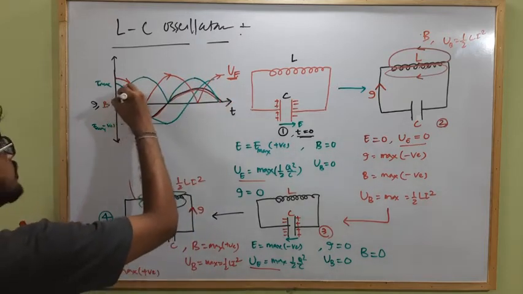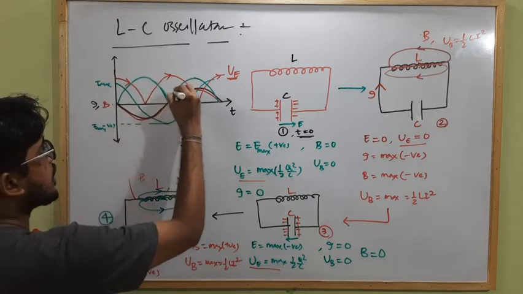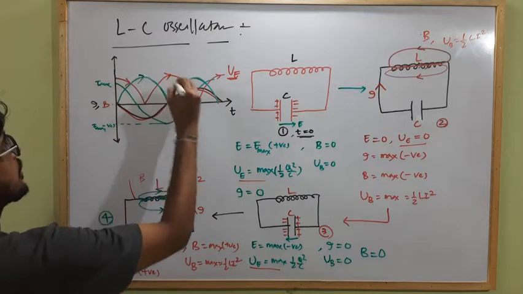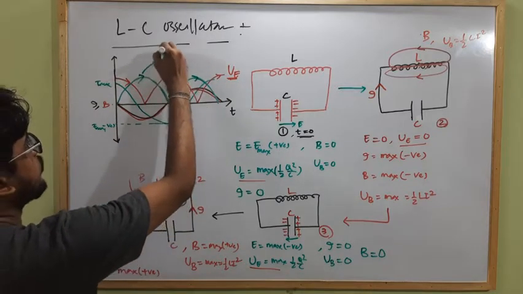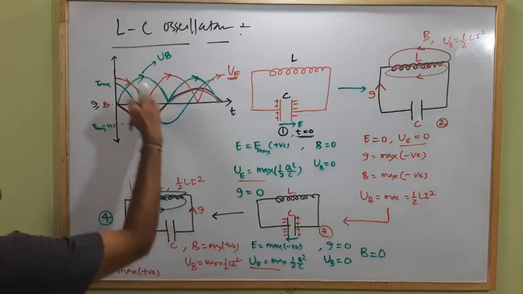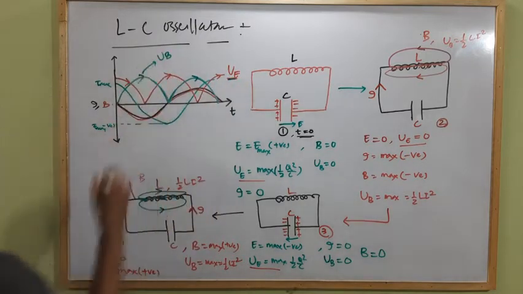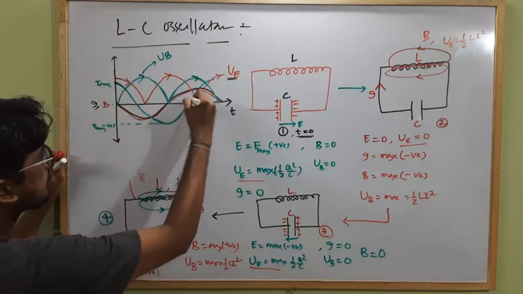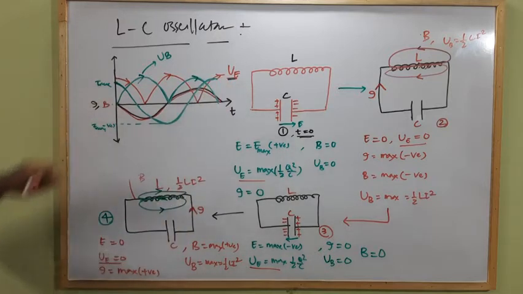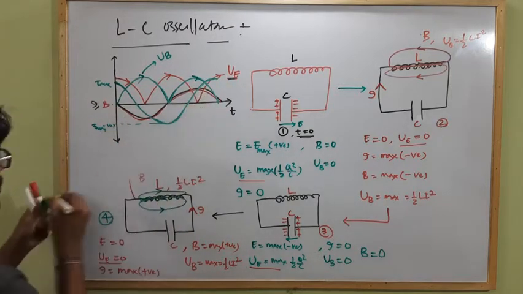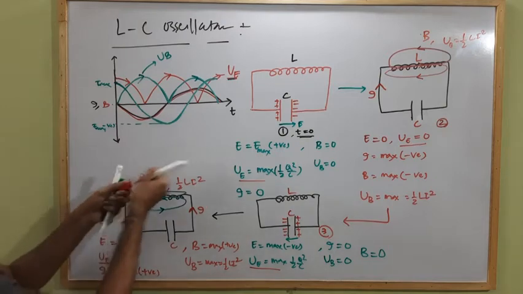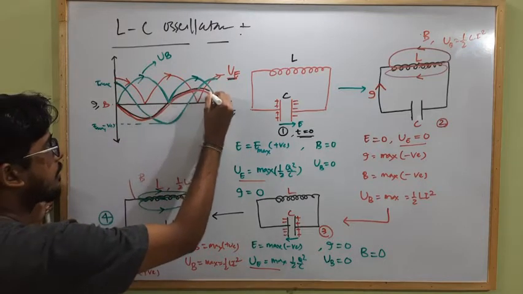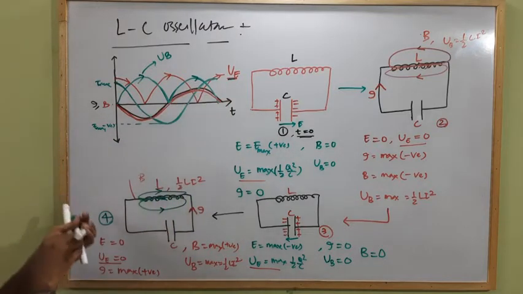Clear? So this graph will be the graph of what? Magnetic field energy. This is UB. Clear? This graph is UE, this graph is UB, and this green graph is the graph for electric field, the red one is the graph for magnetic field, and the black one is the graph for current.